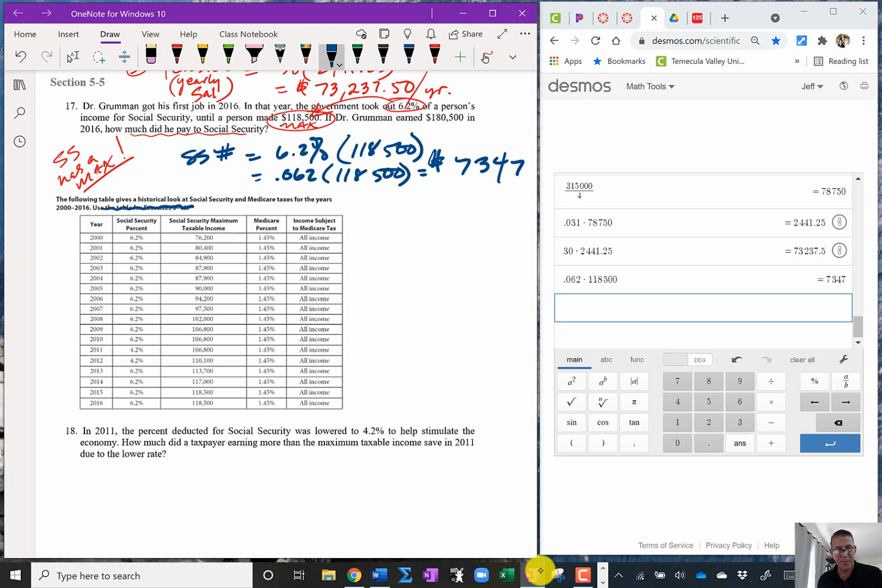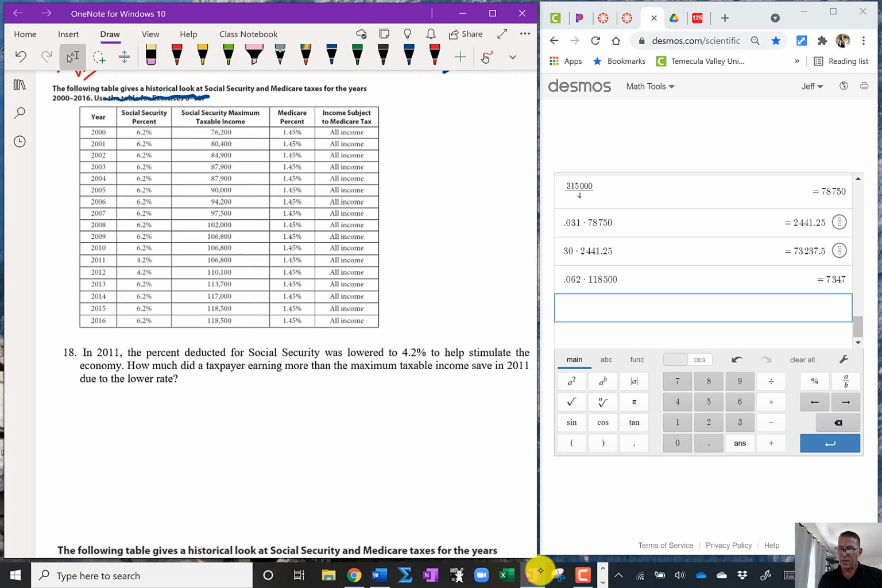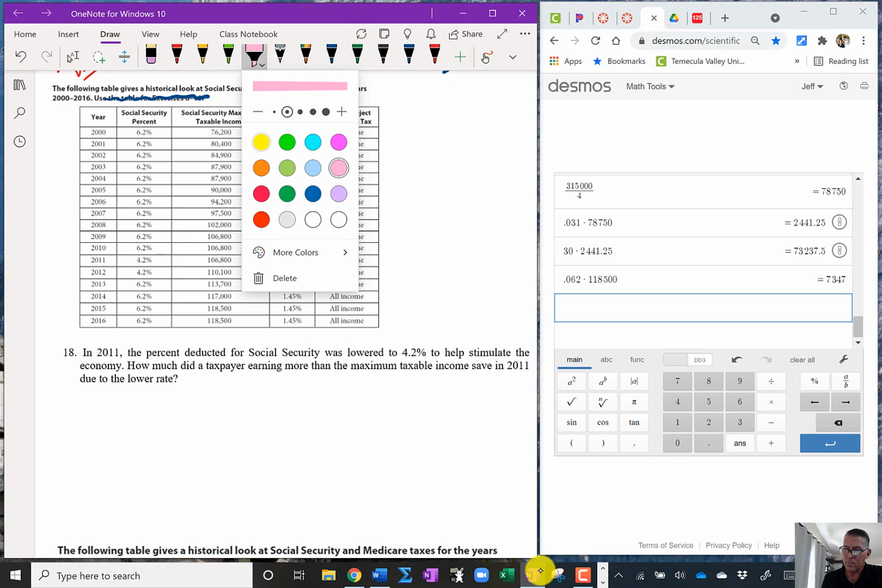Okay, so in 2010, let's highlight that. That's a crazy color there. Kind of hard to see, so let me erase that. So right here in 2010, it's 6.2%. Now in the next year, 2011, they dropped the interest rate from 6.2% to 4.2%. So it lowered. Okay, they kept the max the same.